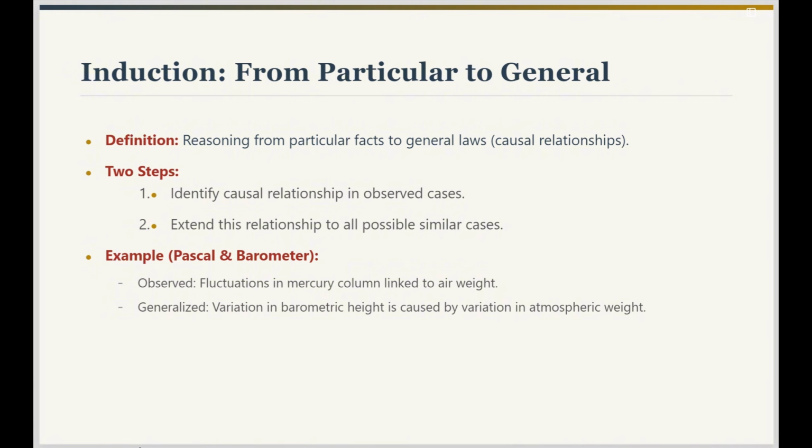It's a two-step dance. First, you observe patterns and try to find a causal link between phenomena in specific cases. Second, you leap. You generalize that causal link to all similar cases, even ones you haven't observed yet. Pascal figuring out the barometer is a perfect example. He noticed mercury levels changed with air pressure in several tests. Step 1, finding the causal link. Then he boldly declared this relationship held universally. Step 2, extending the law.